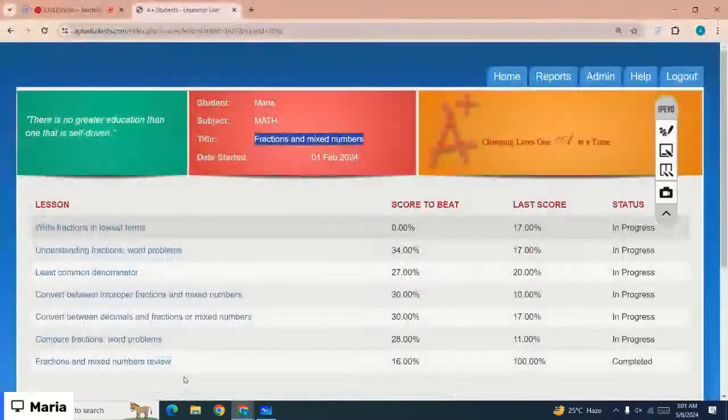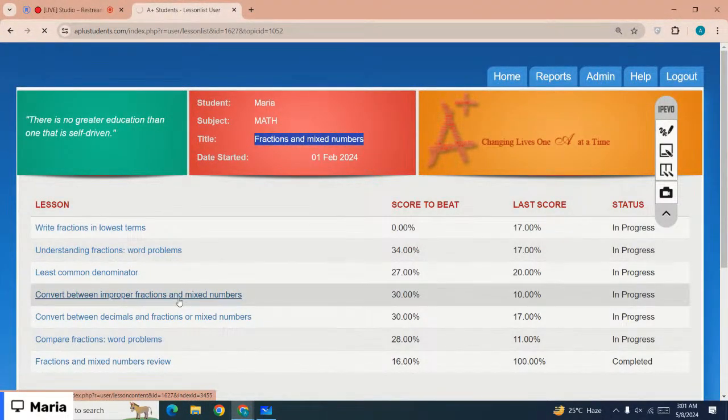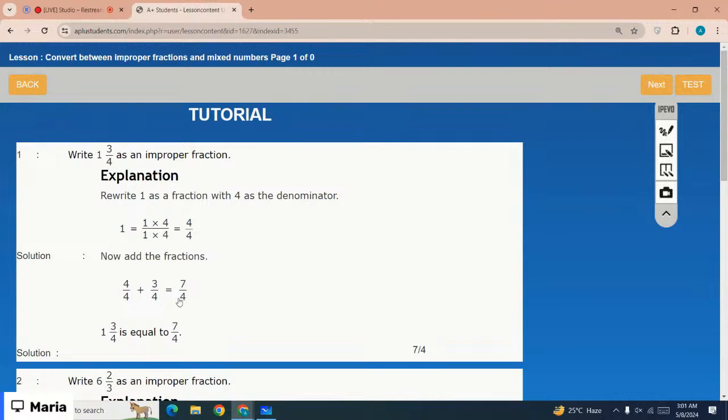Okay, here I'm on grade 6 math. We're going to start with the lesson that is convert between improper fractions and mixed numbers. Write 1 whole 3 over 4 as an improper fraction. How do we write? You have two ways to write 1 whole 3 by 4 as an improper fraction, right?